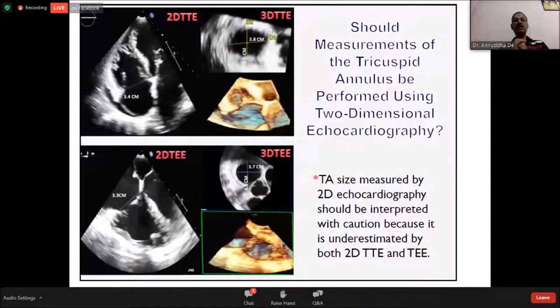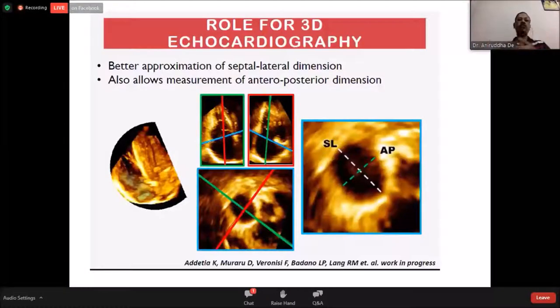Should measurement of the tricuspid annulus be performed using only 2D echocardiography? Yes. TSI measured during 2D echocardiography should be interpreted with caution because it is underestimated by 2D TE or 3D TE. So you should measure it, and it should be substantiated by either TE or by 3D. That's why there is a role for 3D echocardiography.